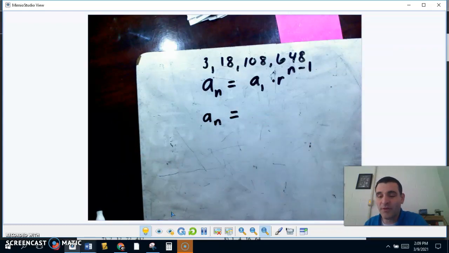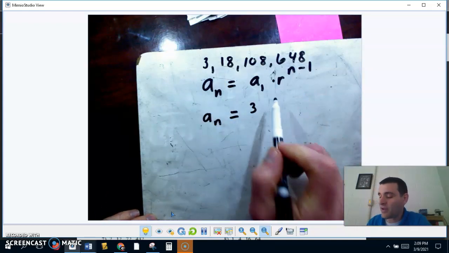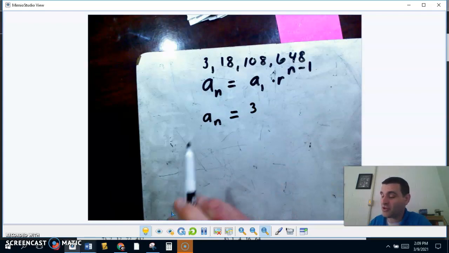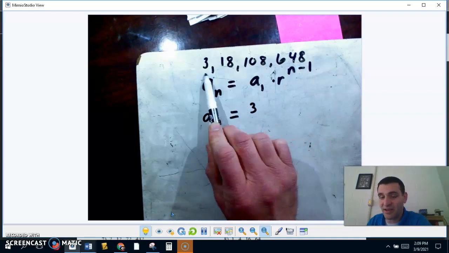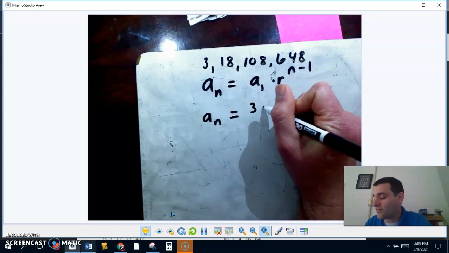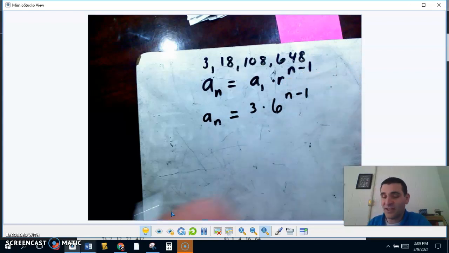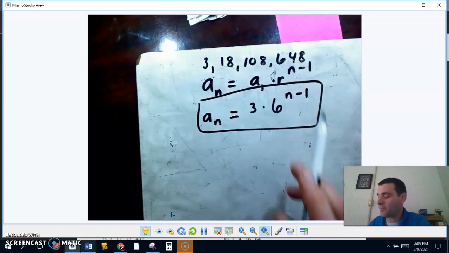A sub 1 would be the first term. Very easy. It's just a 3. And the common ratio is what you multiply by. So if you know it's geometric, you can just divide any number by the previous number, which I guess the easiest would be the second divided by the first, which often you can tell by looking at it what that is. Sometimes you may need decimals. And again, we're going to leave n alone. So this is the explicit formula.